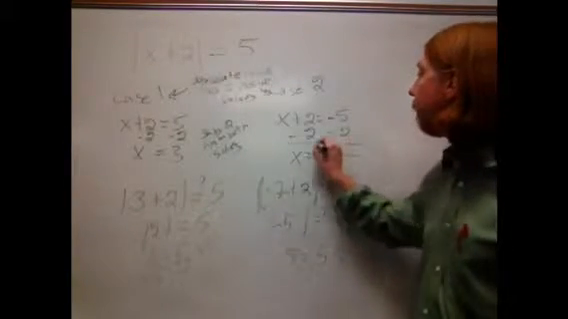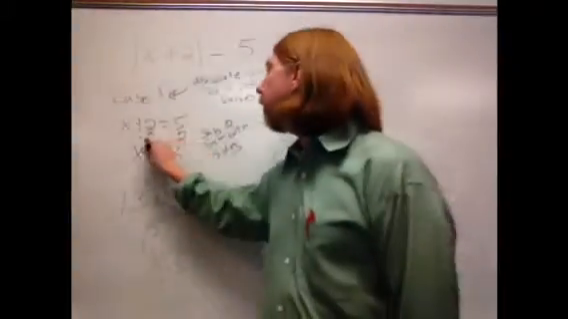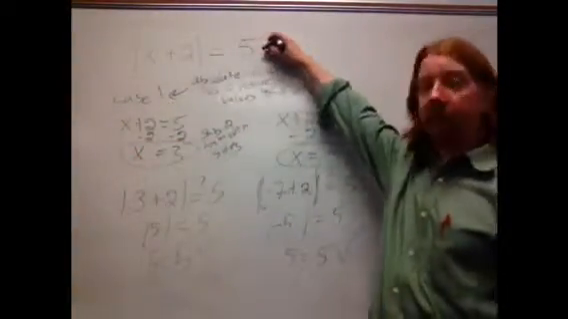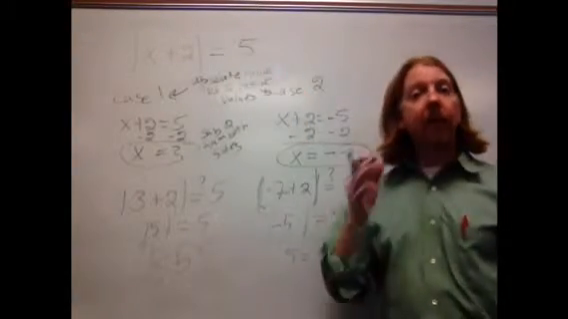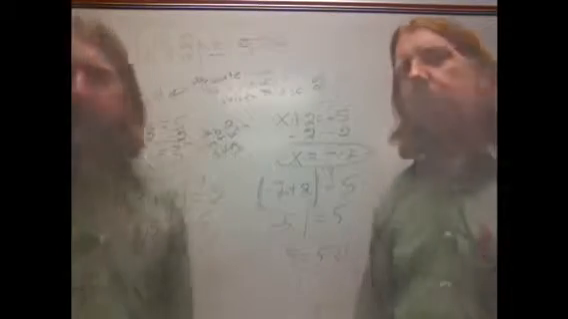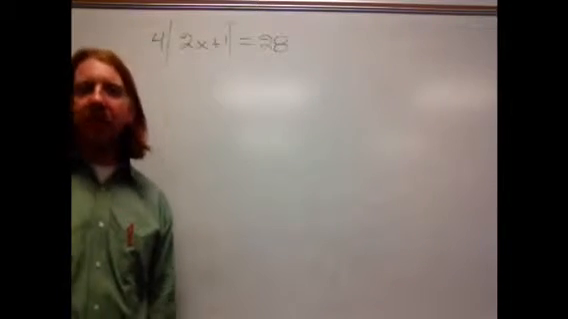Either of these two numbers, negative 7 and positive 3, are solutions to my original equation. The absolute value creates this two-case possibility. Let's look at some more problems. All right, let's look at another absolute value problem.